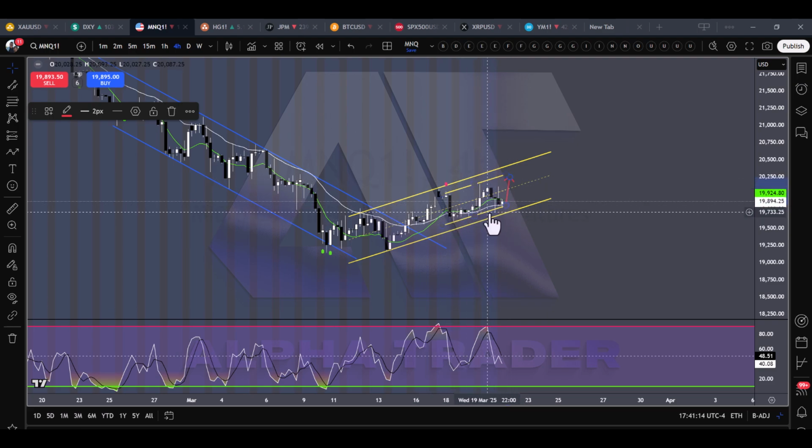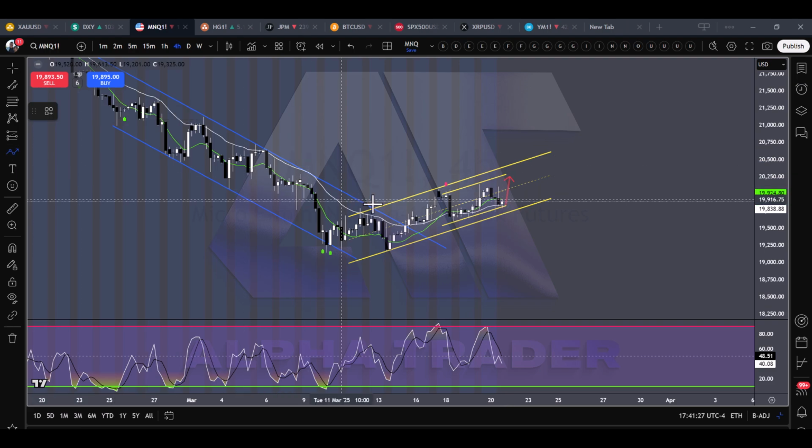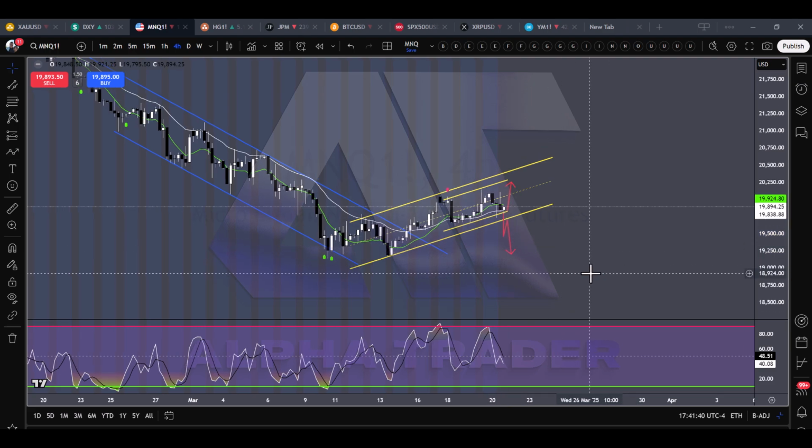A downside play would be a break of this channel right here, this bottom channel, a break of that, a hold, a pullback, and then the short would be on the move. So we would have to go down, a break, hold, pullback, and then short that move right there. Okay. So that's what a downside move would have to look at.